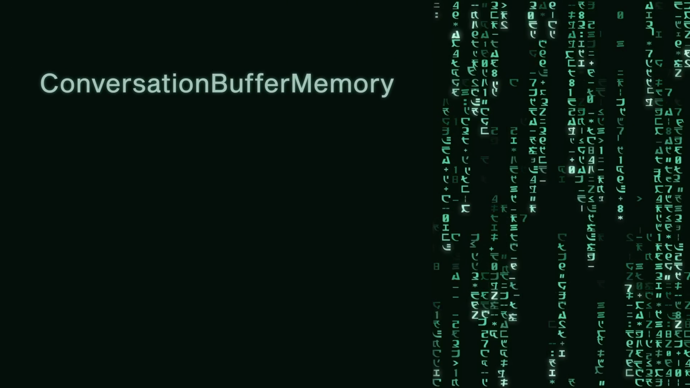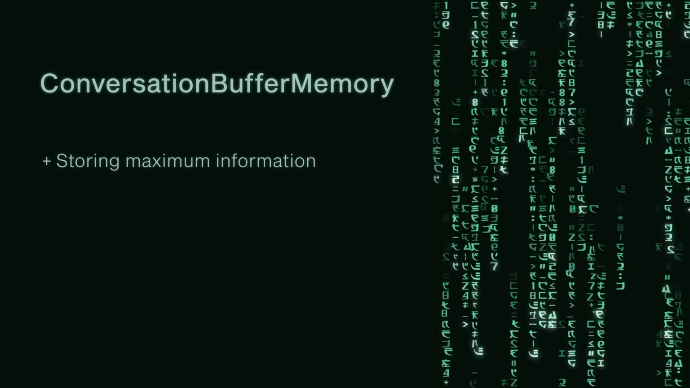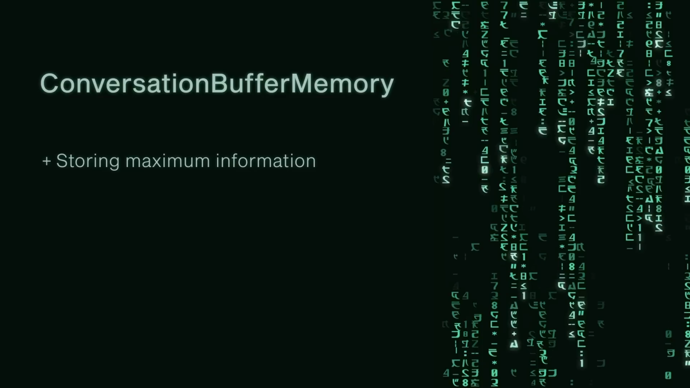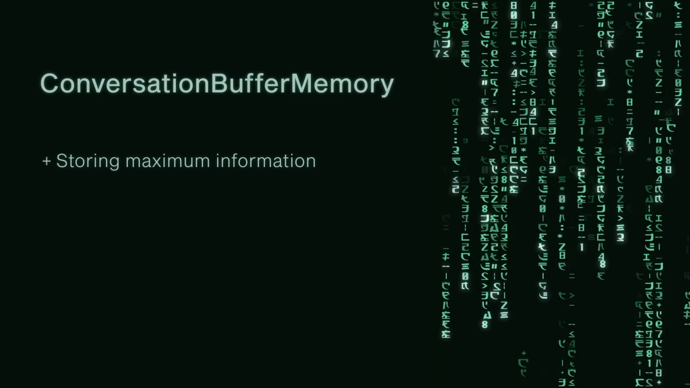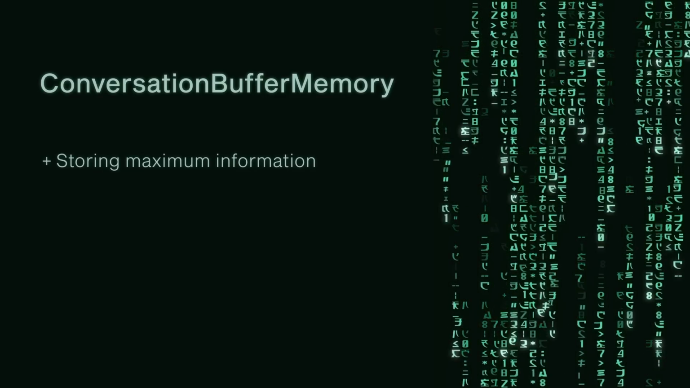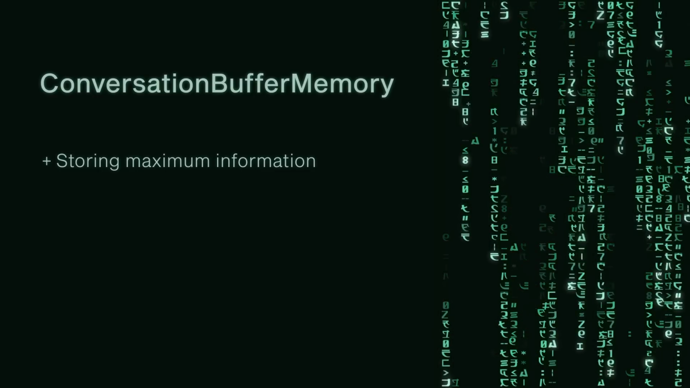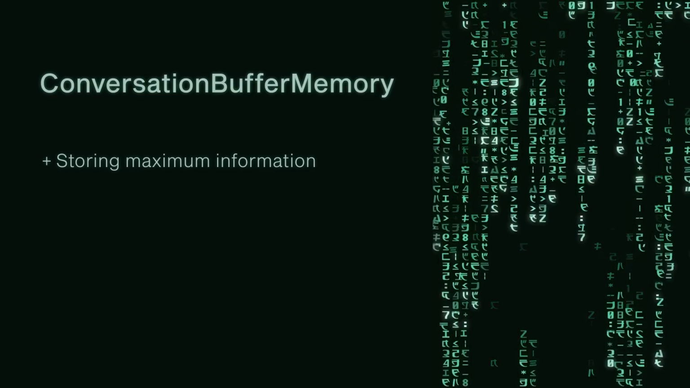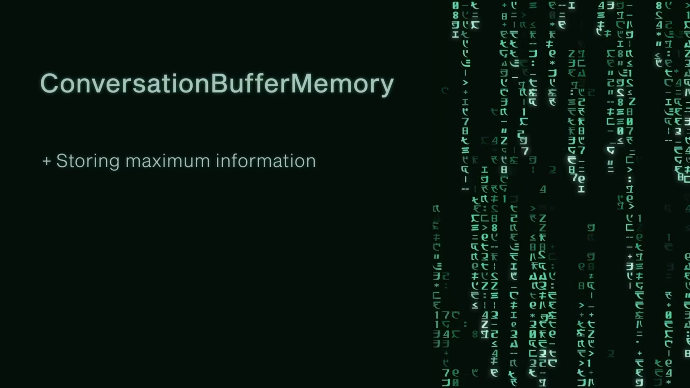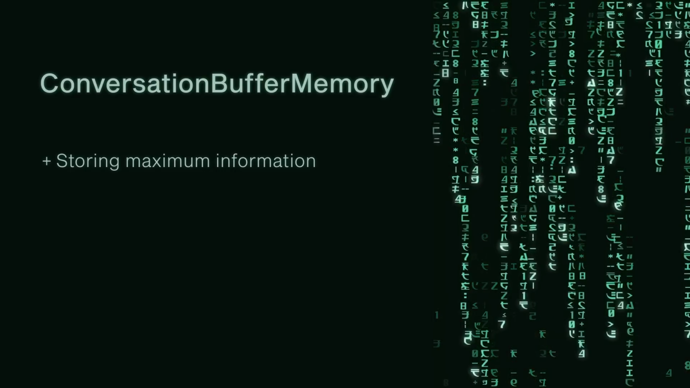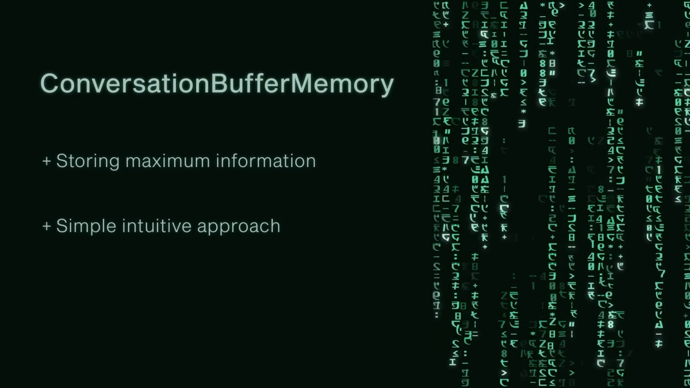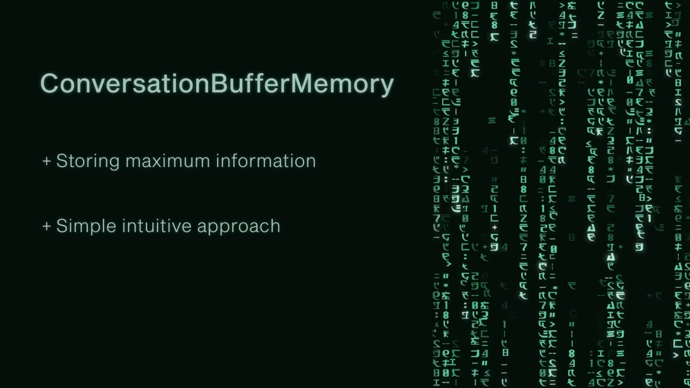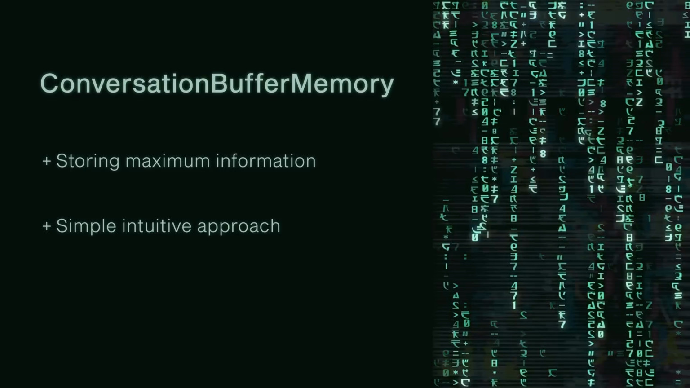So the pros are that we're storing everything, right? We're taking the raw interactions, we're not modifying or shortening them in any way. And that means that we're storing the maximum amount of information, which means we're not losing any information from the previous interactions. And to add to that, just storing previous interactions is a very simple approach. It's intuitive, it's not complicated in any way. So that's also a nice benefit.